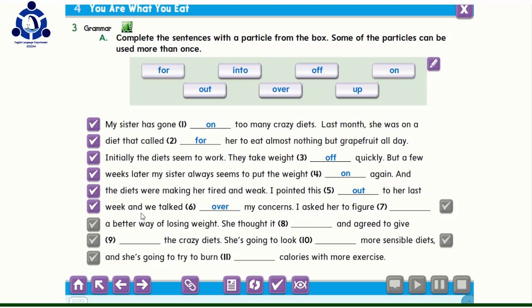I asked her to figure a better way of losing weight. So, figure what? Figure out a better way of losing weight. She thought it and agreed to give. So she thought, like think. The base form is think. So think over. And agreed to give the crazy diets. So give what? Because it's crazy, so I need to let it go. Don't do it. So agreed to give up. To give up the crazy diet.